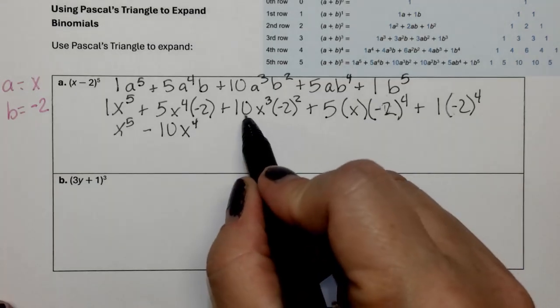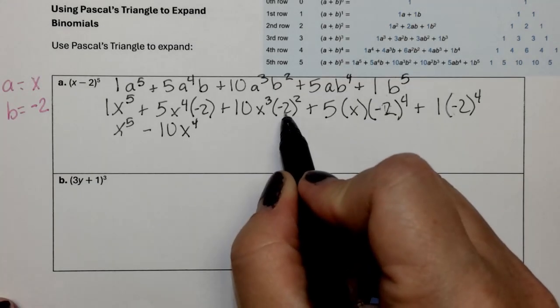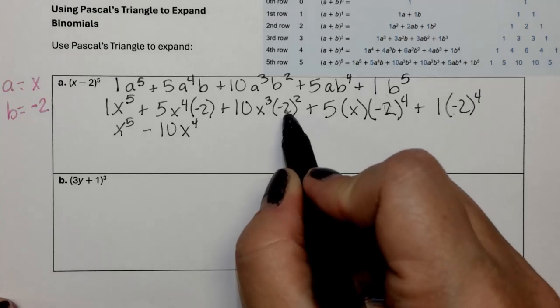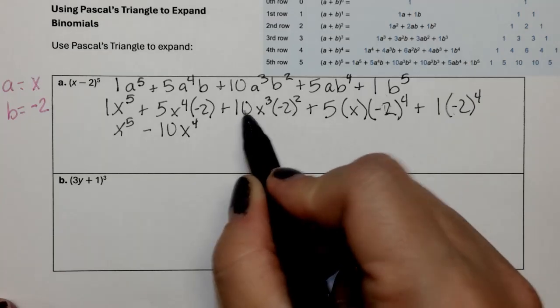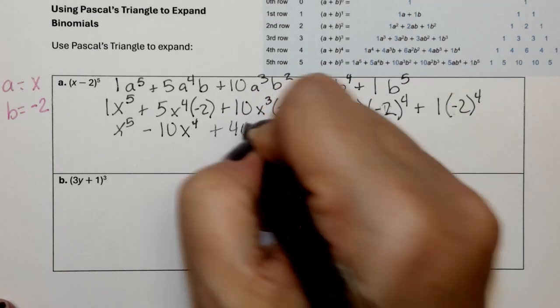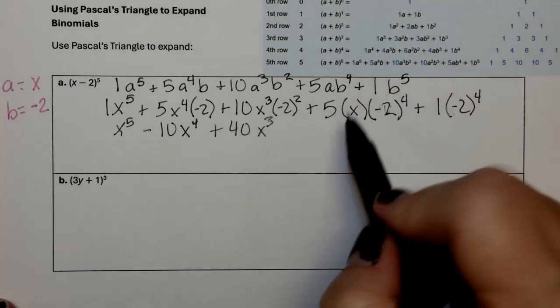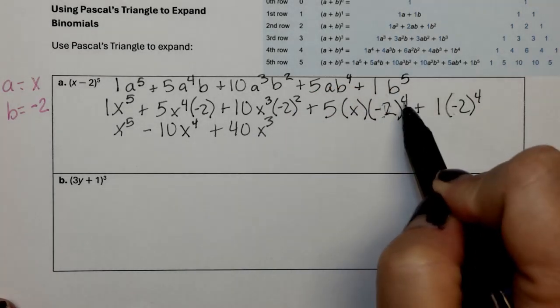All right, so now we got 10. So we got negative 2 squared, so negative 2 times negative 2 gives us 4. 4 times 10 gives us positive 40x cubed. Negative 2 to the 4th power.